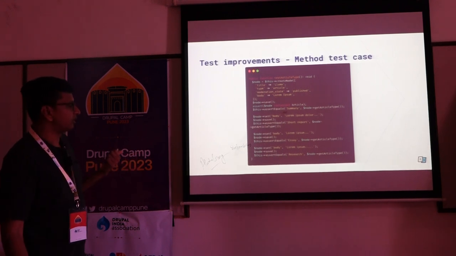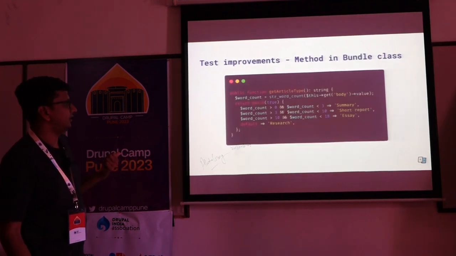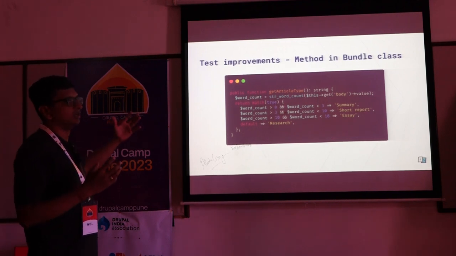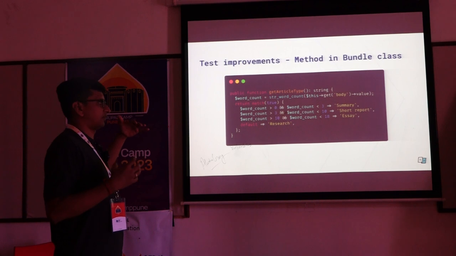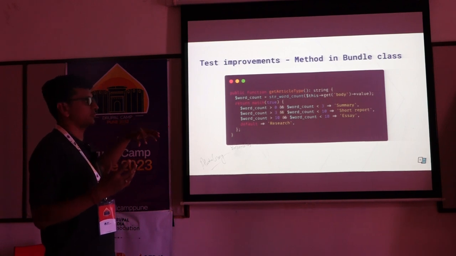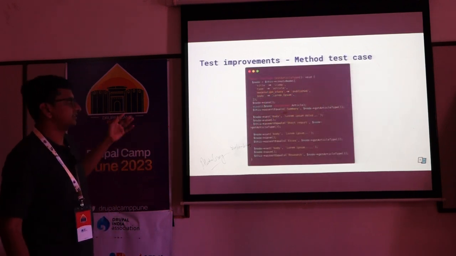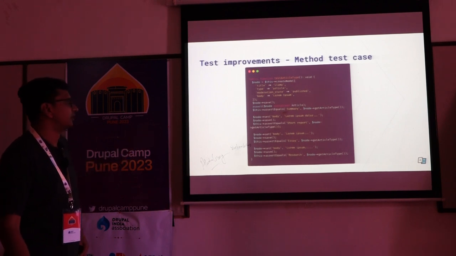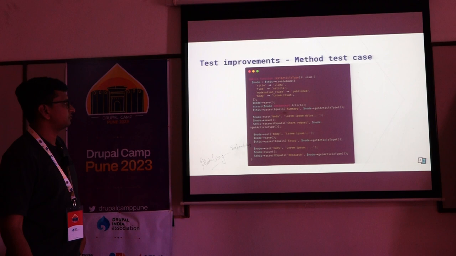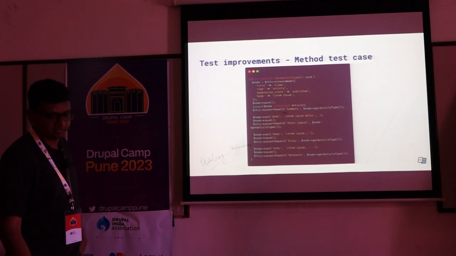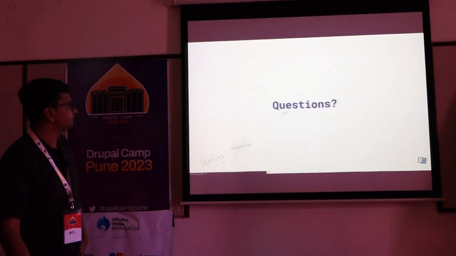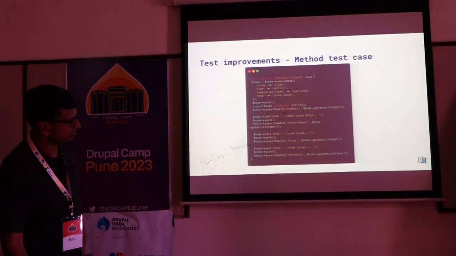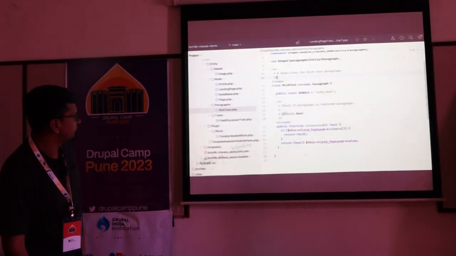Now, the benefit of this is that, imagine, if we have this method with a template preprocess variable, you would have had to write a whole functional test case for that. Here you can just get things done using a kernel test, which is somewhat faster than a functional one. So this is the other flexibility that we have. That's pretty much it.